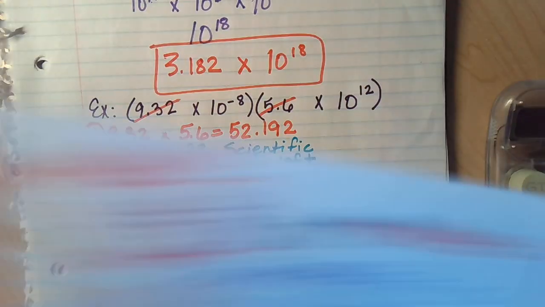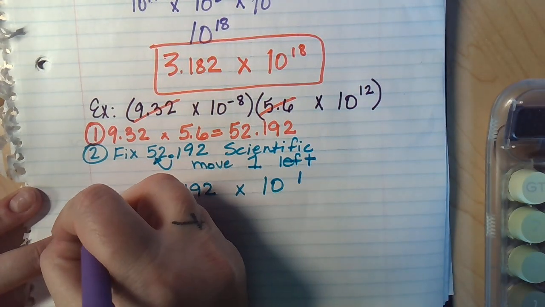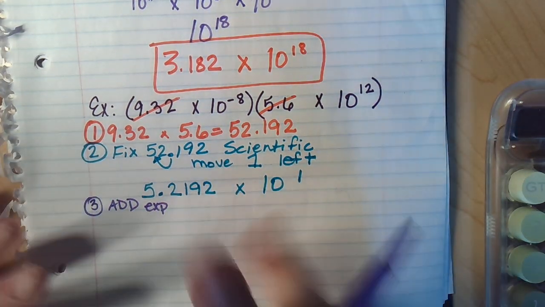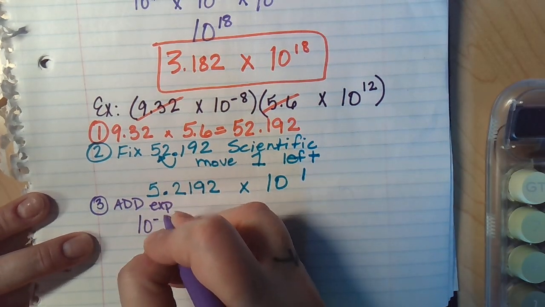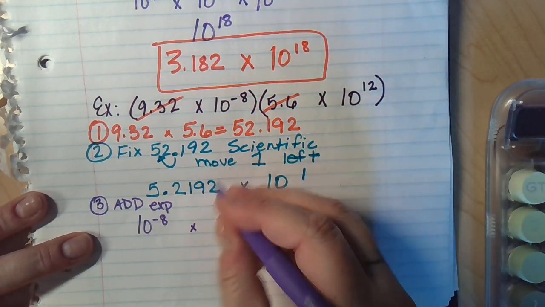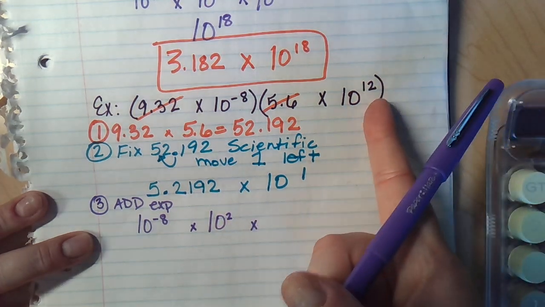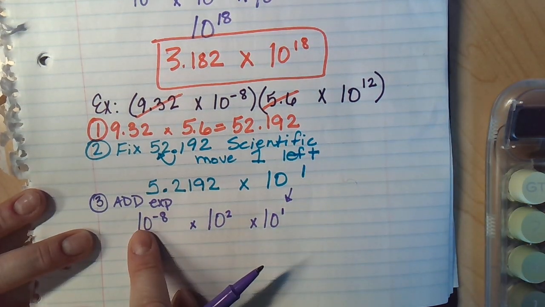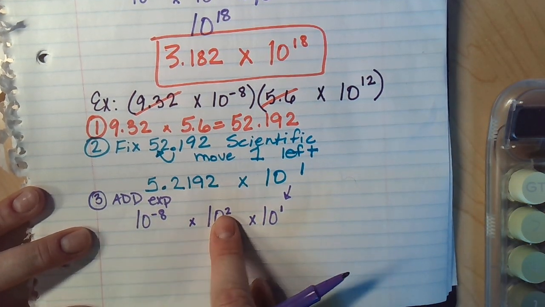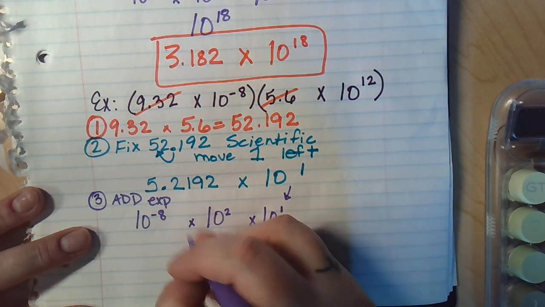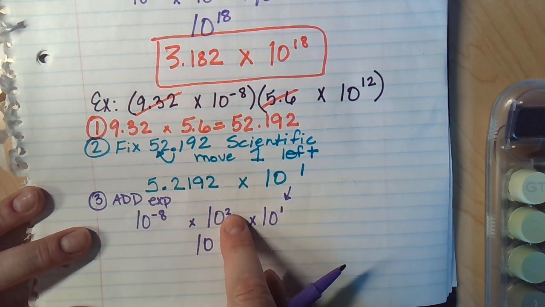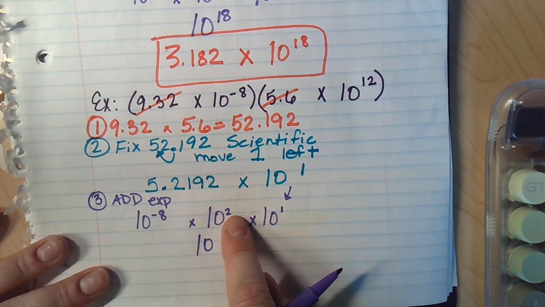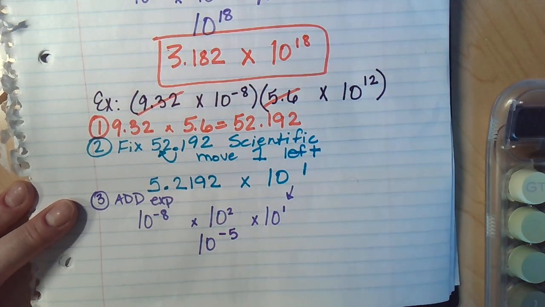Left means positive. Okay, and then the third step is to add the exponents of your 10 guys. So we have a 10 to the negative 8 at the very beginning. Then we had a 10 to the 12 times. We just got this 10 to the 1. And in math, when you multiply the same big fat bases, 10, 10, 10, you add the exponents. So let's see. Negative 8 plus 12, positive 4, plus 1 is positive 5.